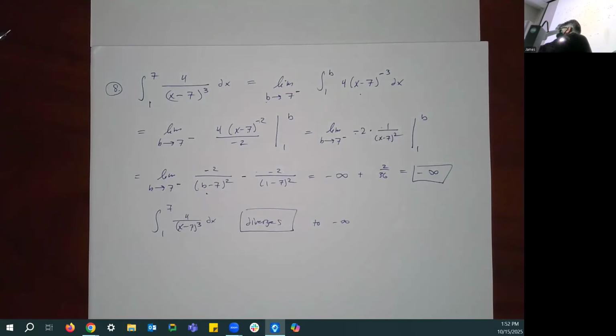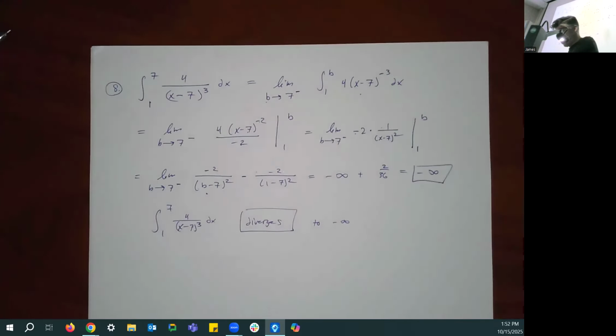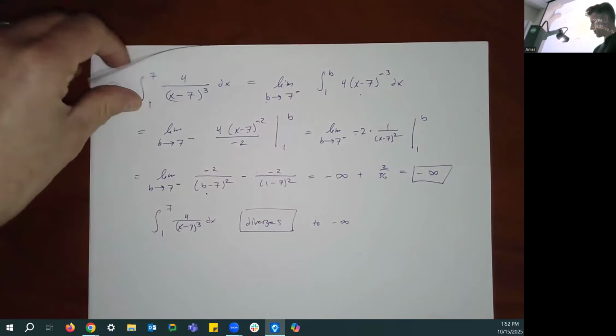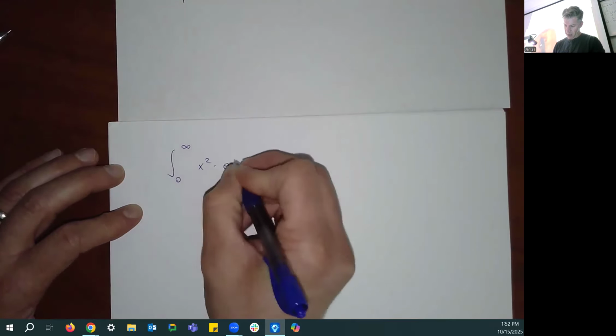Is there anything else exciting? Oh, I know what we should do. Yeah, we should do that. I'm pretty sure. So let's say we want to find the integral from 0 to infinity of x squared times e to the negative x.